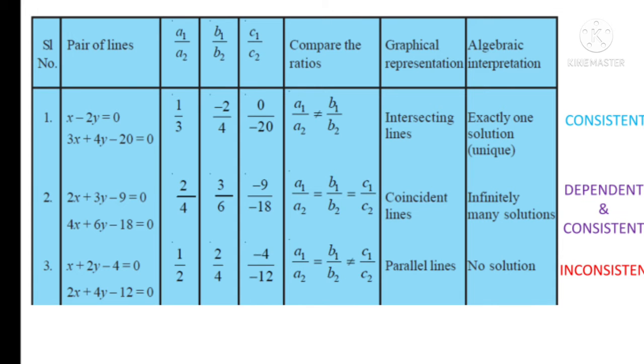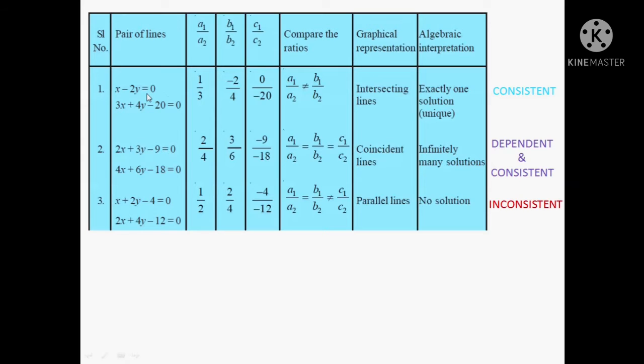Now look at the screen. If you can understand this chart, then the third chapter will be very easy for you. Now you see there are three types of pairs of linear equations given to you. This is the first pair, this is the second pair and this is the third pair. Now you see the ratio of the coefficients, that is a1 by a2, b1 by b2 and c1 by c2.